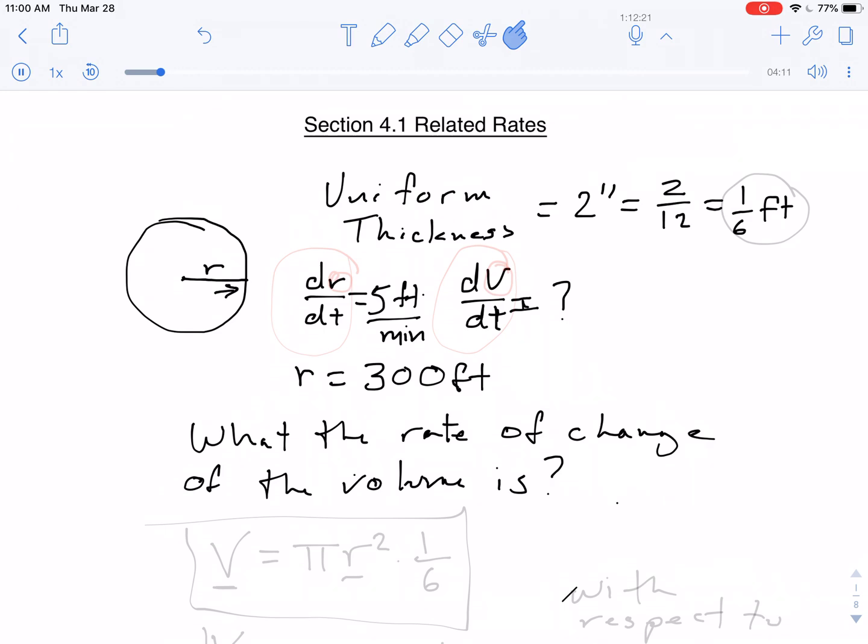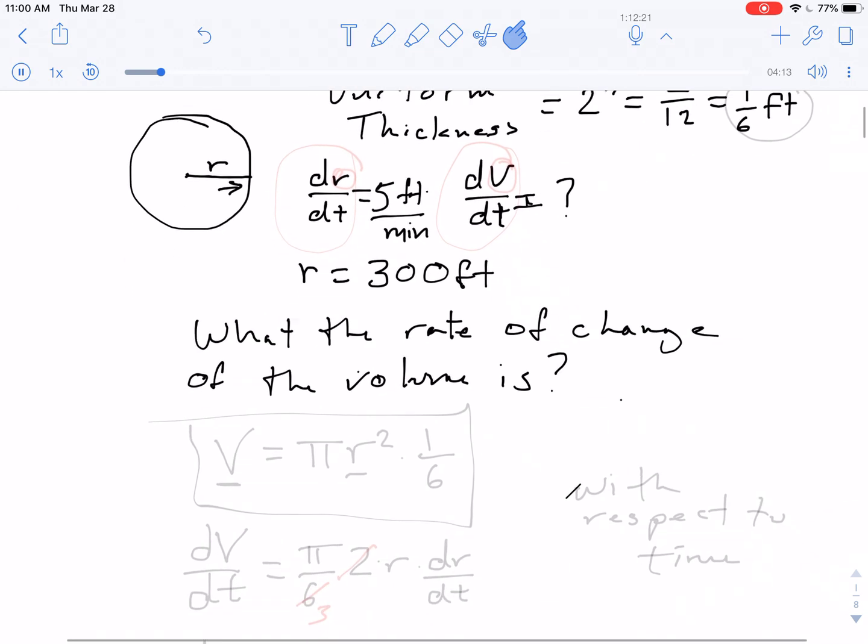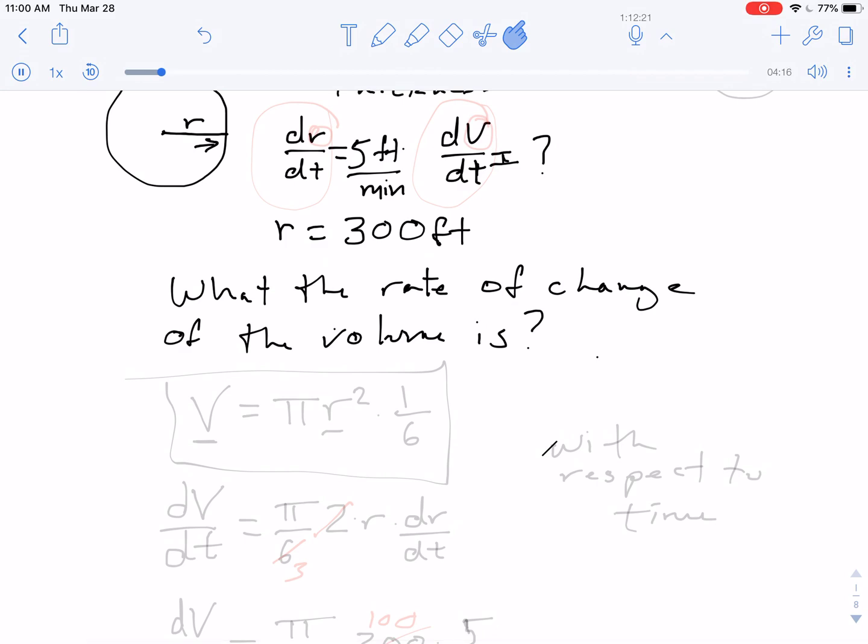Okay, so we're going to do that by relating these two. I'm talking about this and this. We're going to relate these two rates, hence the phrase related rates. We're going to relate them in terms of their actual variables, because r is a variable, and v is a variable. So let's find a formula to relate V and r.